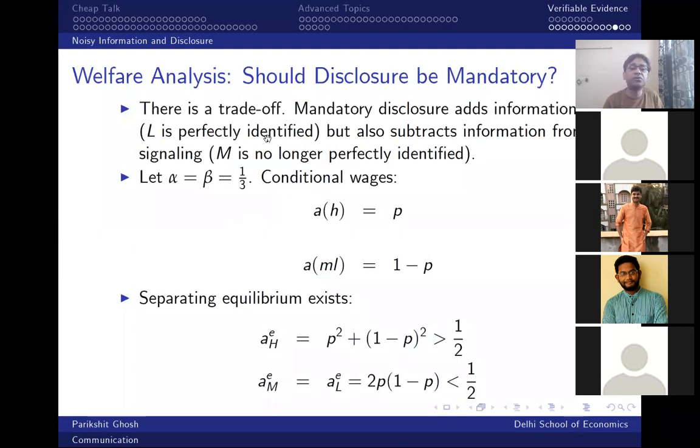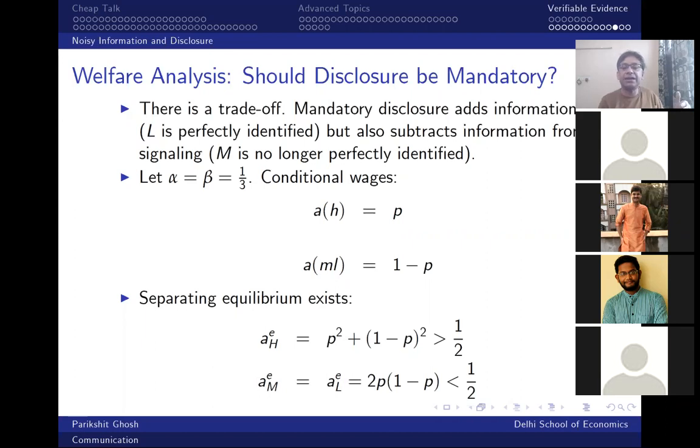Now, there's a trade-off, so let me spell it out at the outset. Mandatory disclosure, like mandatory product labeling, adds information, right? So in terms of our model, L becomes perfectly identified. In the equilibrium, I'm going to assume that the separating equilibrium exists. In that equilibrium, M, the medium type, was perfectly identified because the medium type bragged, and so was identified with probability 1. There was some possibility of H and L types getting mixed up by the receiver. Now, if there's a compulsory disclosure rule, then L will be perfectly identified. Everybody who has E has to show it, so whoever doesn't show it is an L type. But M is no longer perfectly identified because strategic modesty has been banned by law.